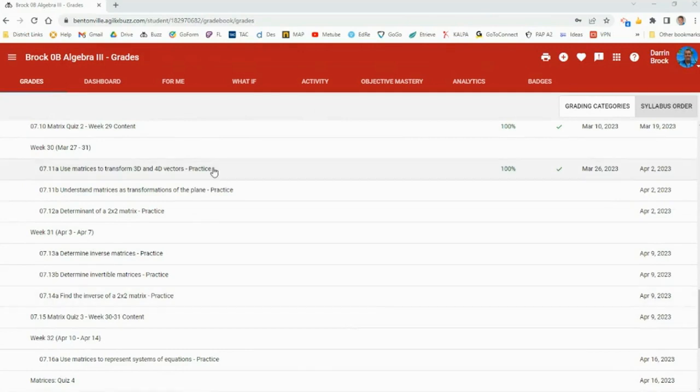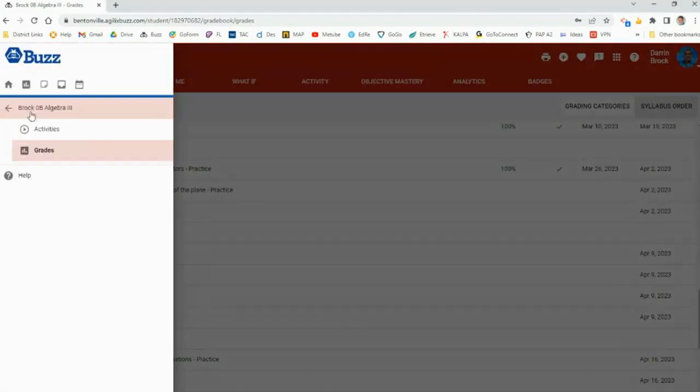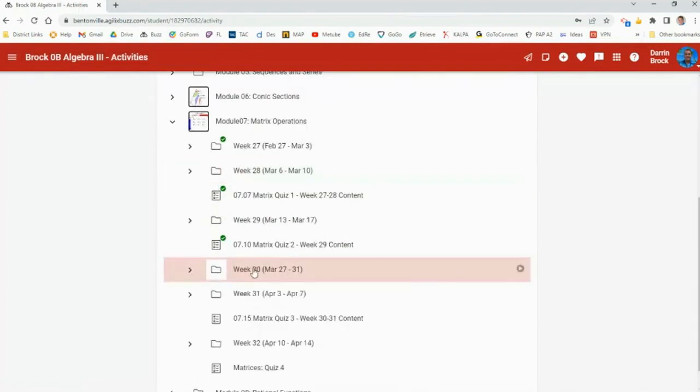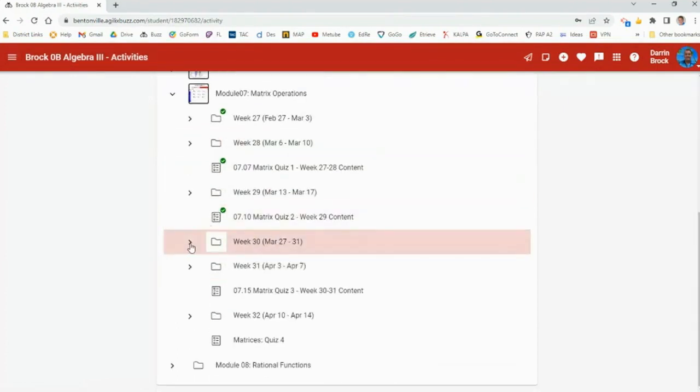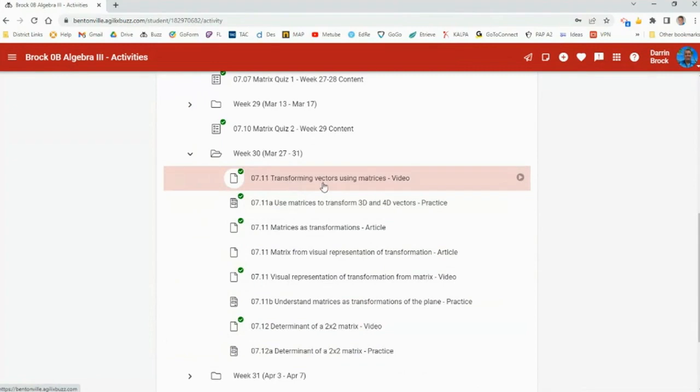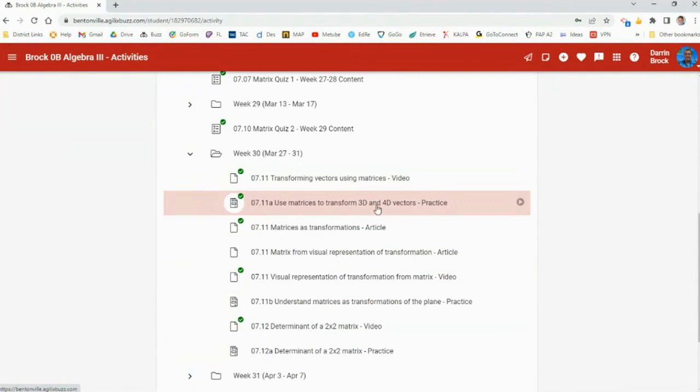Almost there. So this week we have these 3 things. Let's look at what videos go with that. Again, here's the week 30 folder. Open that up. I've been looking at most of these videos already, and I've done the one assignment. Transforming vectors using matrices. Using matrices to transform 3D and 4D vectors. So there's the practice assignment. 4 questions. So you have a video that shows you how to do this.